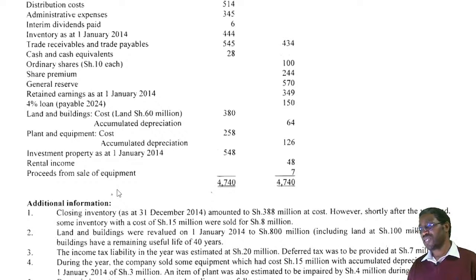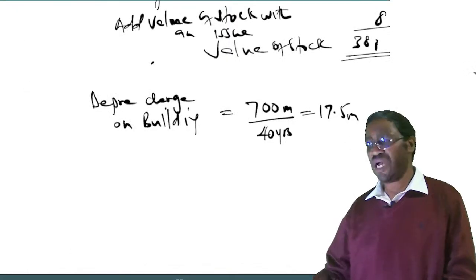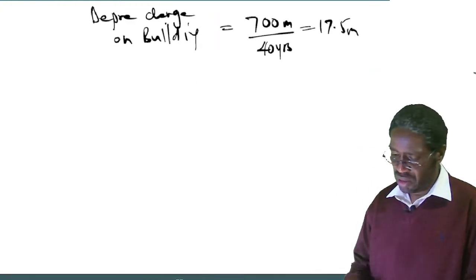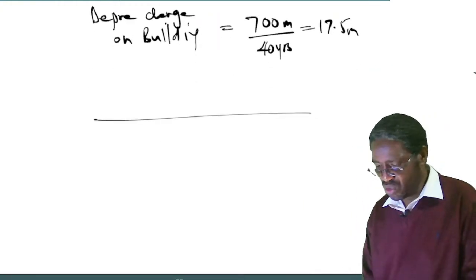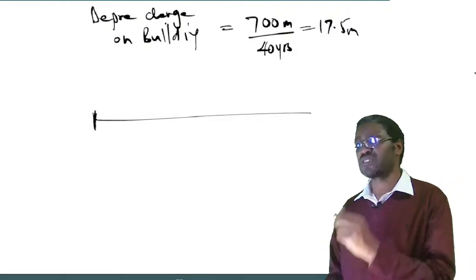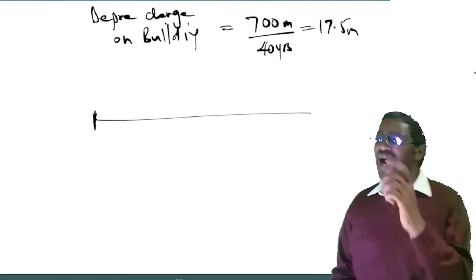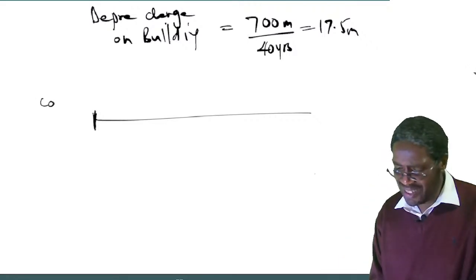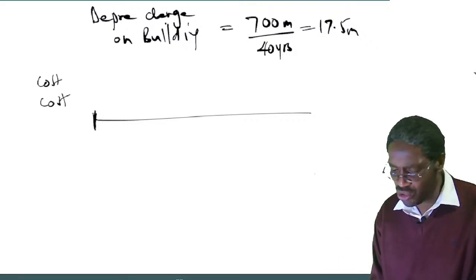Okay. Now let me take you through now. Listen. This asset was revalued at the beginning of the year here, not at the end. As at the beginning of the year, the building had a cost of how much? That building.